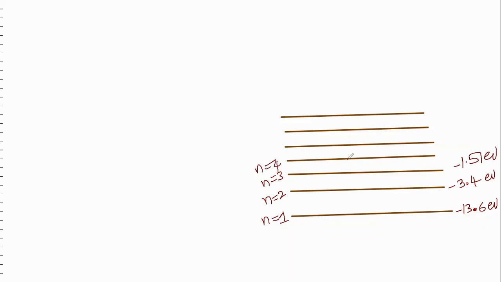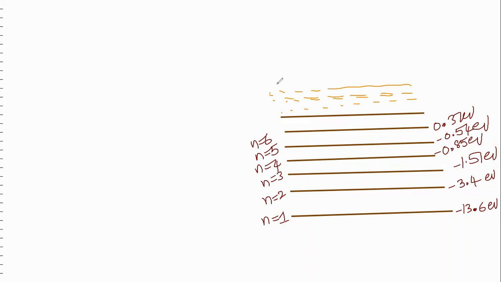Then for n equal to 4, the energy is minus 0.85 electron volts. For n equal to 5, the energy is minus 0.54 electron volts. For n equal to 6, the energy is minus 0.37 electron volts. If we take infinite orbits, the energy will be 0.